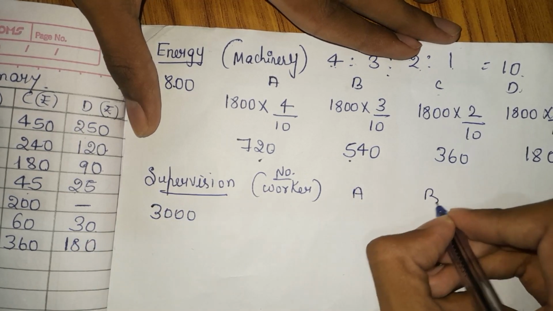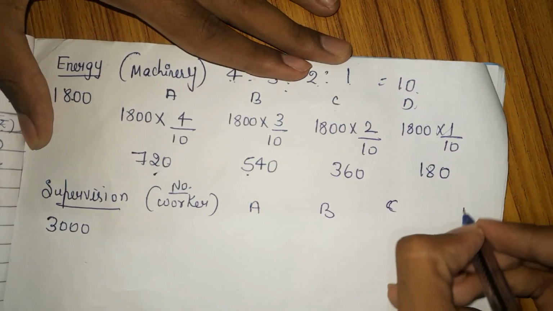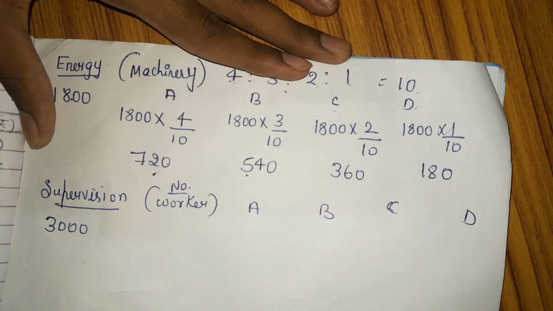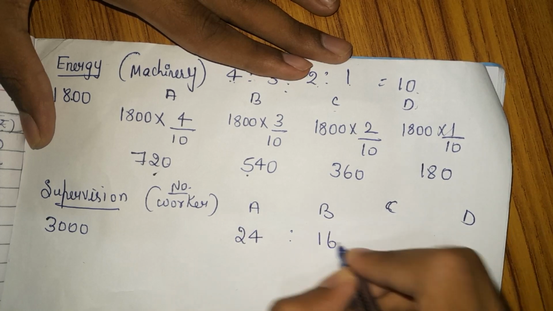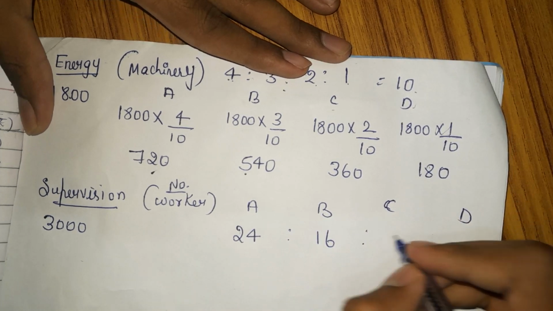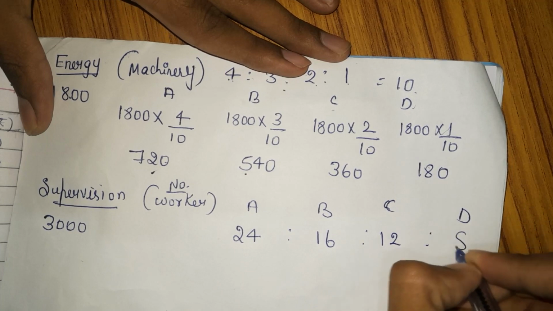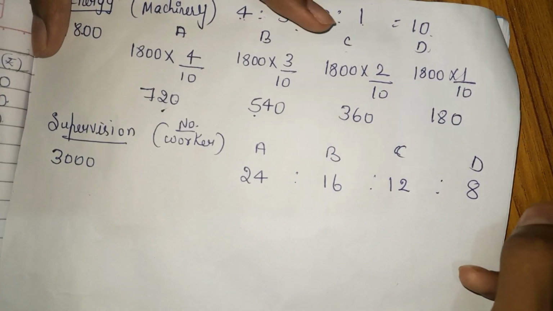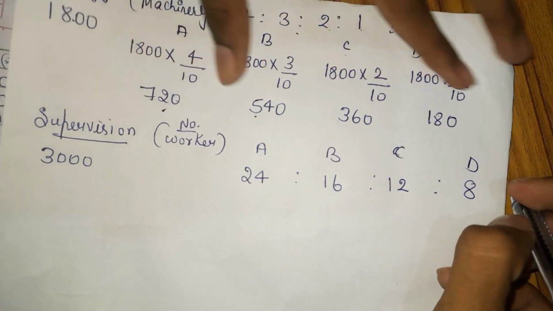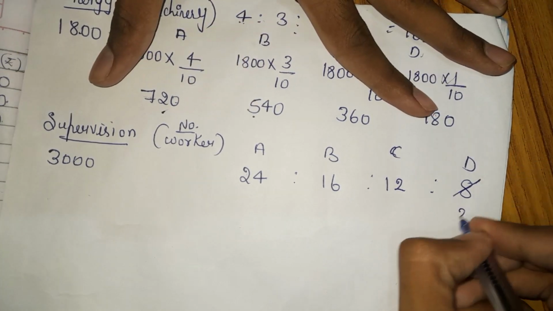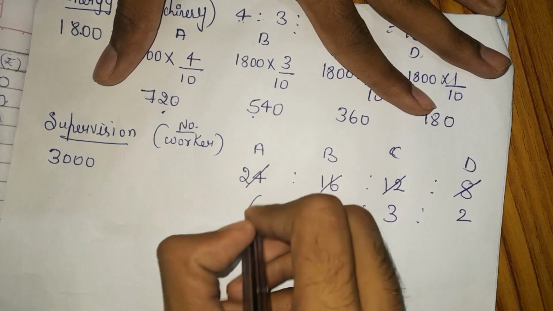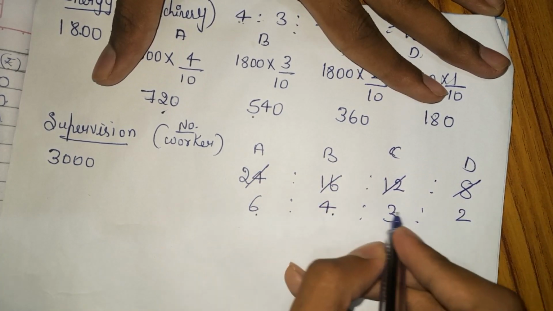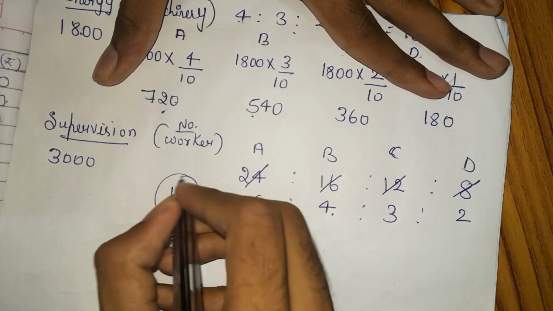Now we have A department, B department, C department and D department. In the question they have given us: in A department 24 workers are working, in B department 16 workers are working, in C department 12 workers are working and in D department 8 workers are working. Now we can divide it by 4 table. 4 2s are 8, 4 3s are 12, 4 4s are 16, 4 6s are 24. If we add all this, you will get a total of 15.